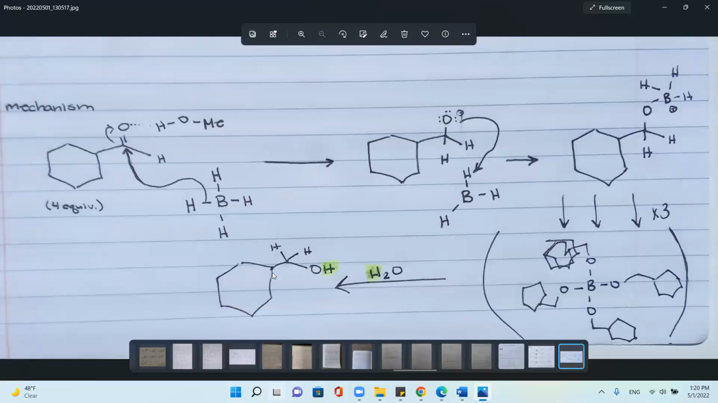So again, this is a reduction because we went from an aldehyde or a ketone to an alcohol. You can see here's that hydrogen that we added. And we went from a double bond to a single bond, and we added a hydrogen, which you add when you get rid of that double bond. So that makes sense. But again, that is your reduction reaction.